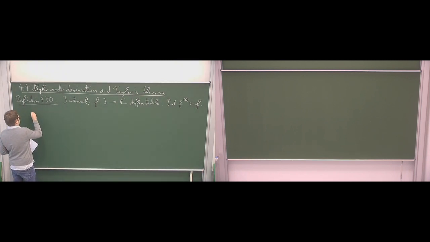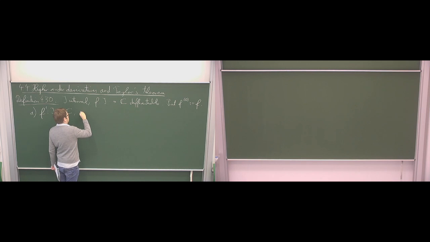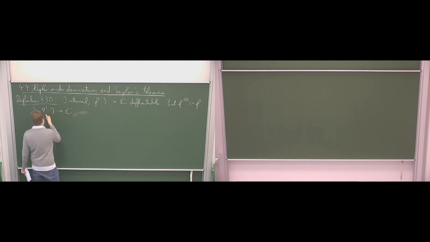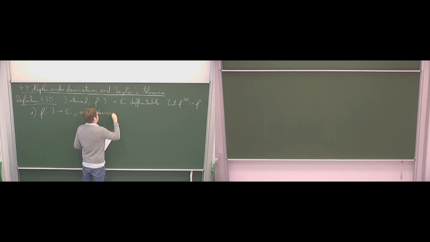Okay, first of all, part A of the definition. The function f prime going from I to C, so x is mapped to simply the derivative here, f prime, which associates to each point the derivative of f at this point. This is called the derivative of f.